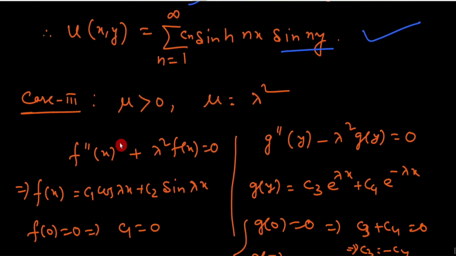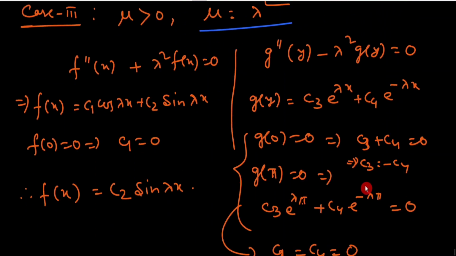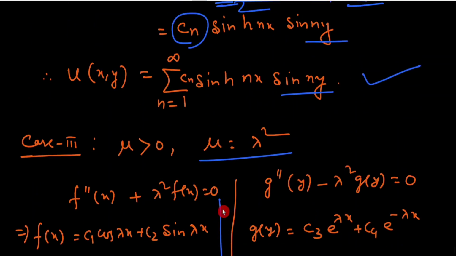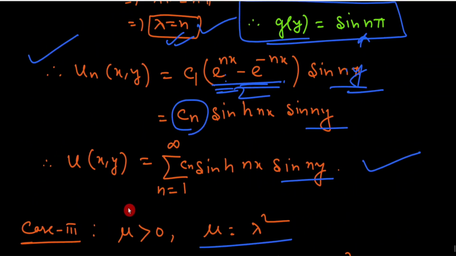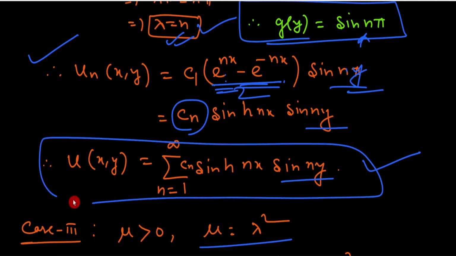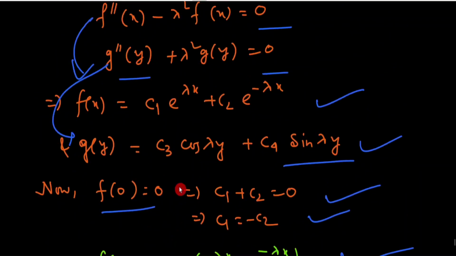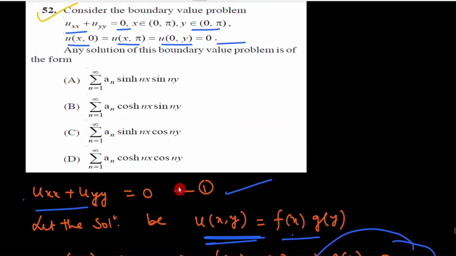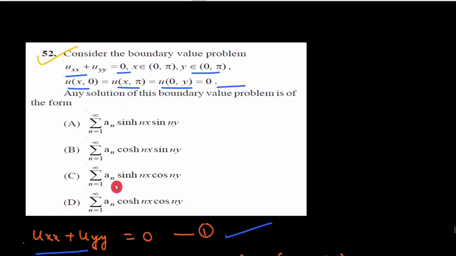And if we take μ greater than 0, with μ = λ², then we also get the trivial solution. In this way you can check this. So we have the answer. Our final answer is c_n sinh(nx) sin(ny). So which option? I think here it is option A. So this is the correct answer for this problem.